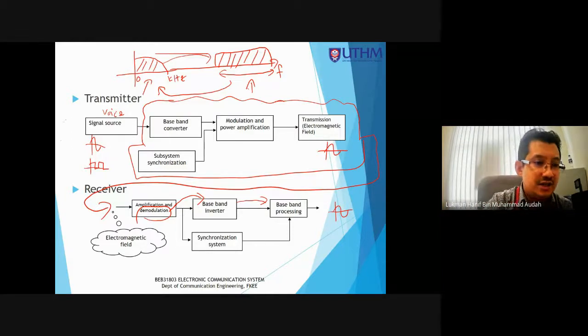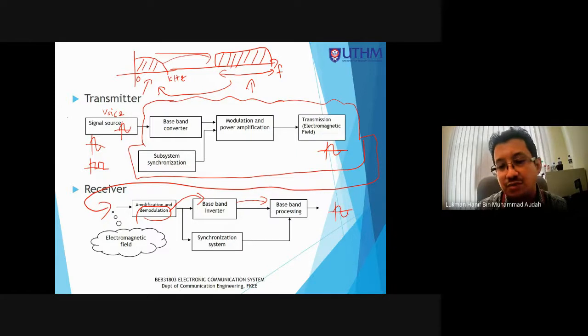So if the voice is like this, that means you're going to produce the same output. Okay, kita akan dapat output yang sama seperti input.